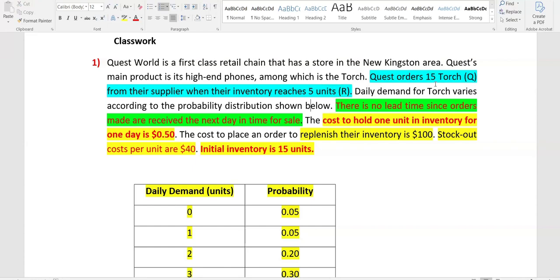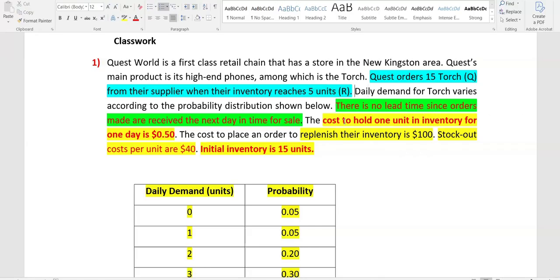The company orders 15 torches from their supplier when their inventory reaches 5 units. The reorder point is 5. But the 15 is their Q star figure. Does that make sense, guys? Based on what you've been learning? Yes, sir. Everybody? Does that make sense?